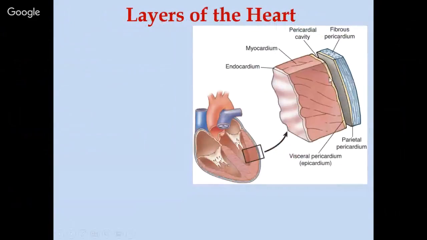So layers of the heart. So inside you have the endocardium, just like endometrium in the uterus. This inside layer is the endo inside. Then you have the myocardium. That's the muscle. That's where all the action happens. And then you have the visceral pericardium, epicardium.